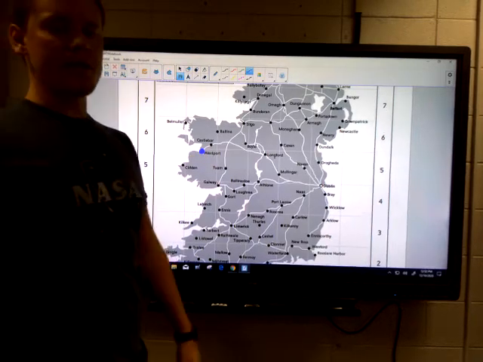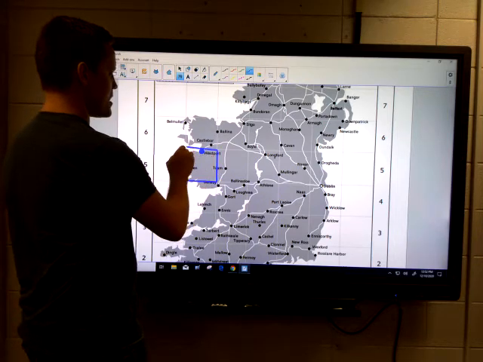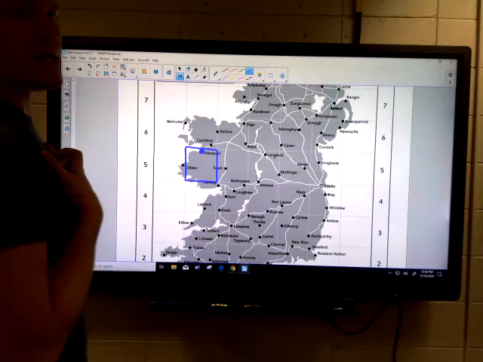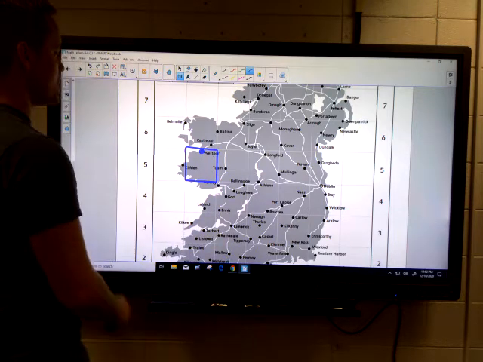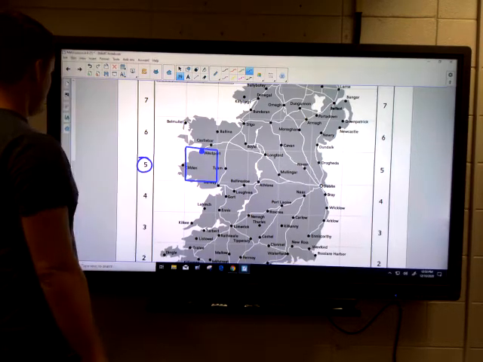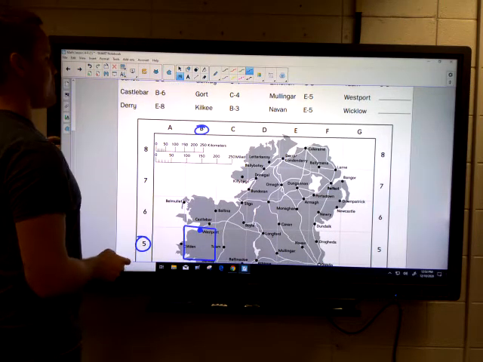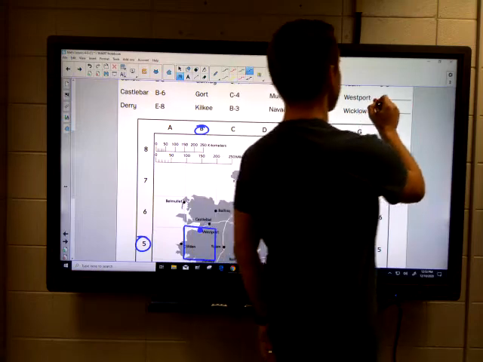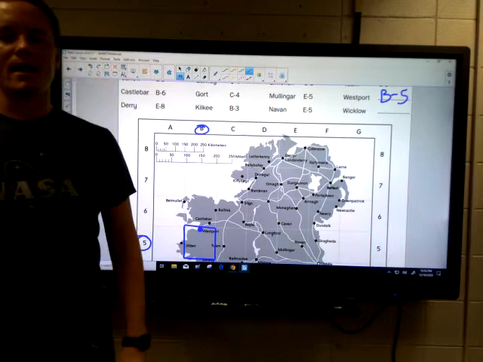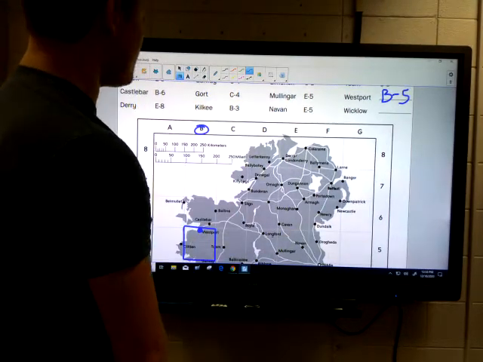So, for the coordinate of Westport, Westport can be found in this square here. Where is that square located? You should have pinned me on the Google Meet so you can follow along and watch me. I see that it's at 5, but what's the letter? B. B5. So that is the coordinate for Westport. Make sure you have that. Give me an I agree if you got Westport at B5, yes? It's kind of like Battleship.